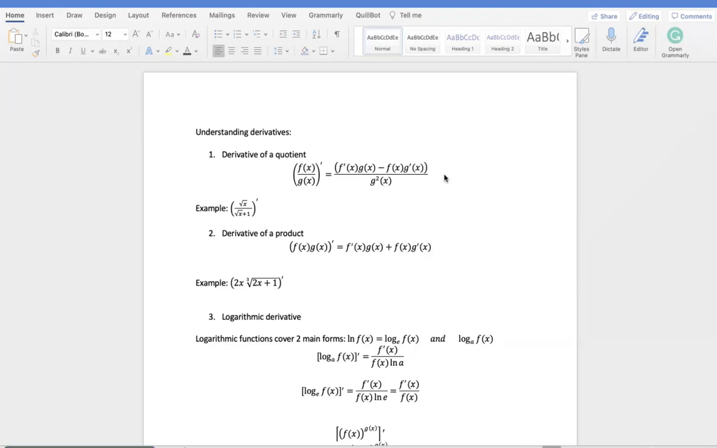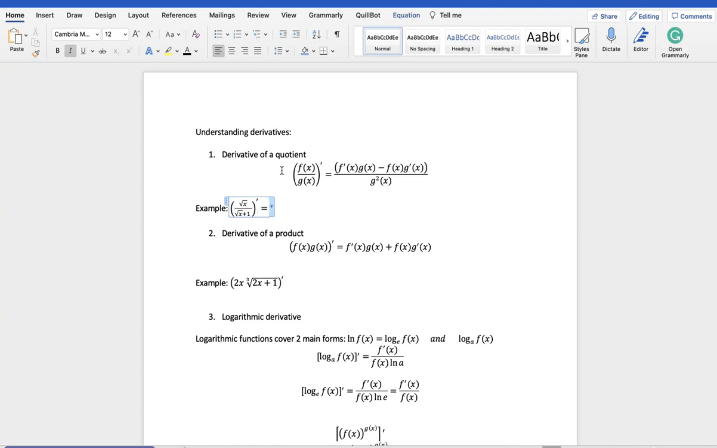So we'll be looking at a few examples on understanding derivatives, right? For each of the cases that we discussed in the previous two videos. So looking at the first case, we're looking at the derivative of the square root of x divided by the square root of x plus 1, right?